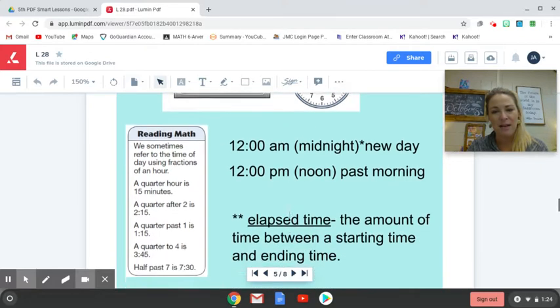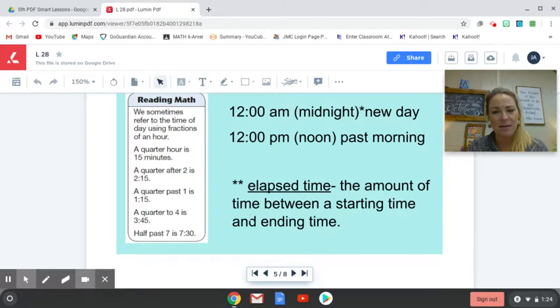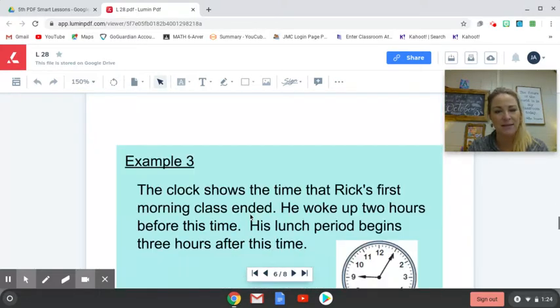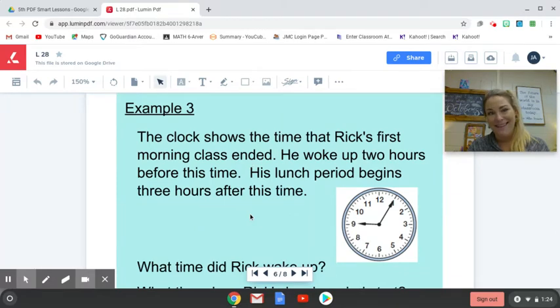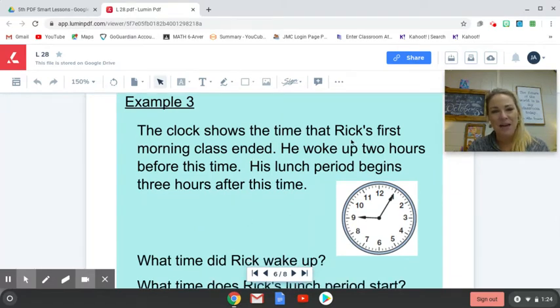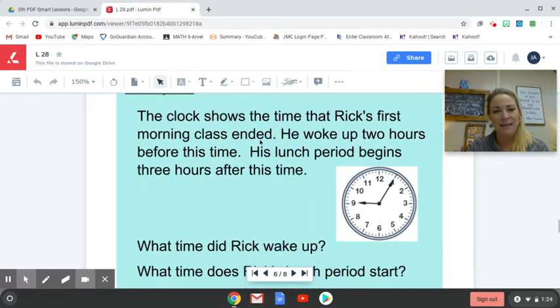AM and PM. Elapsed time is talking about the amount of time between the starting and ending of an event, like this. A clock shows the time that Rick's first morning class ended. He woke up 2 hours before this time. His lunch period begins 3 hours after this time. So what time did Rick wake up?